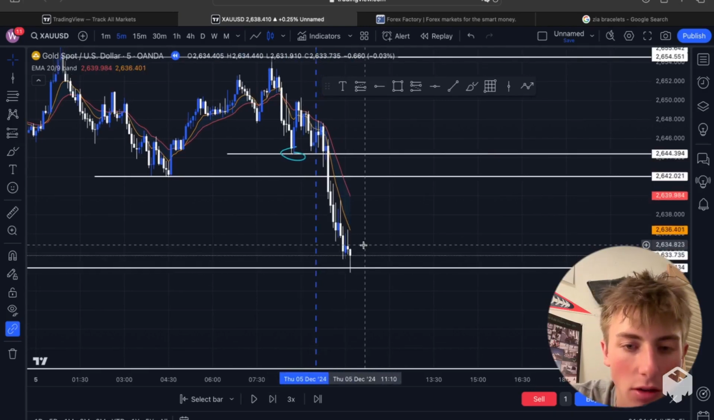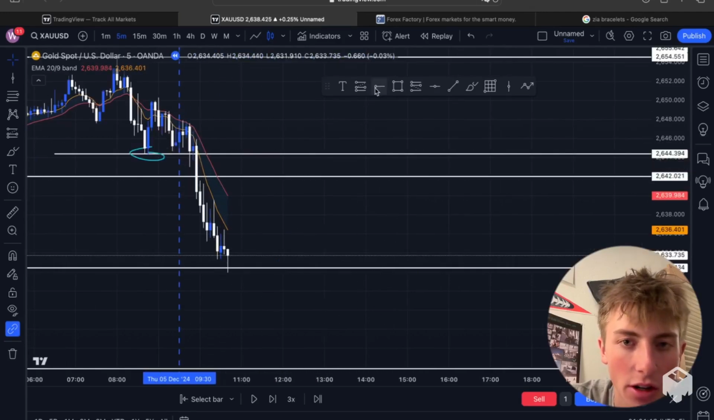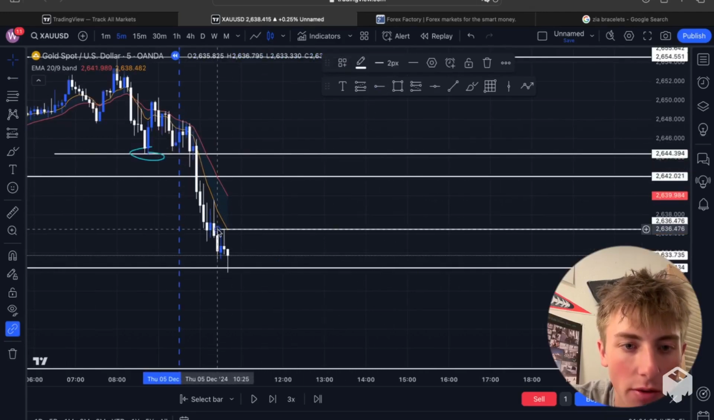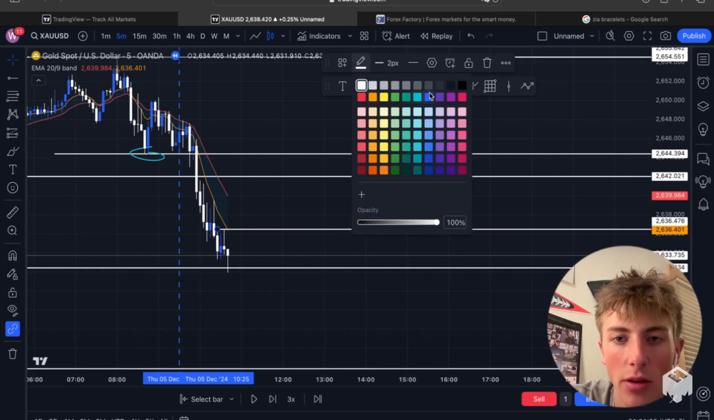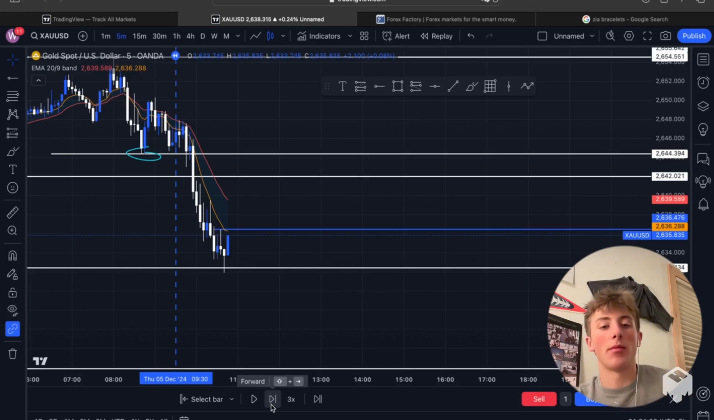Boom, swept these lows, right? And now we're waiting for a break of structure. We didn't get any break of structure here, so now we're waiting for a break of structure above the most recent high, which would be right there. And so I didn't trade today, but my bias was correct.